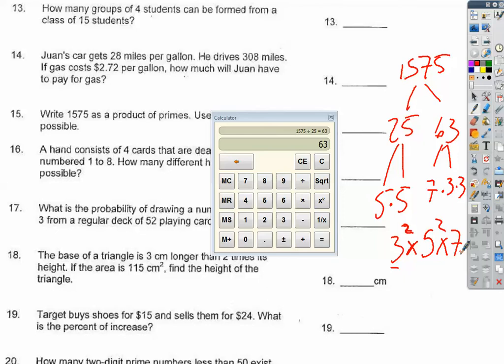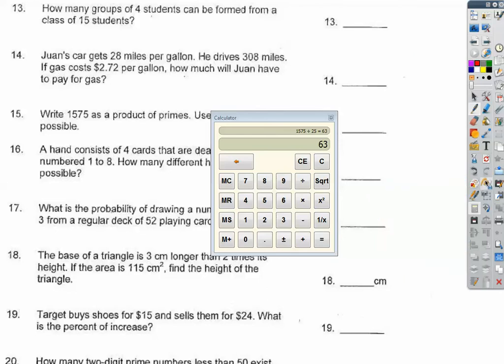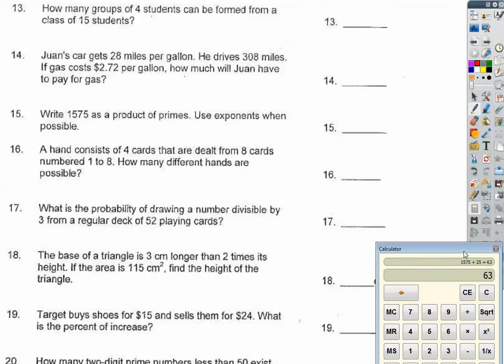All right, number 16. A hand consists of 4 cards that are dealt from 8 cards numbered 1 through 8. How many different hands are possible? All right, so the question is, is this a combination or permutation? So 4 cards are dealt from 8 cards that are numbered 1 through 8. So each card is different. But the question is, is a 1, 2, 3, 4 different than a 4, 3, 2, 1?